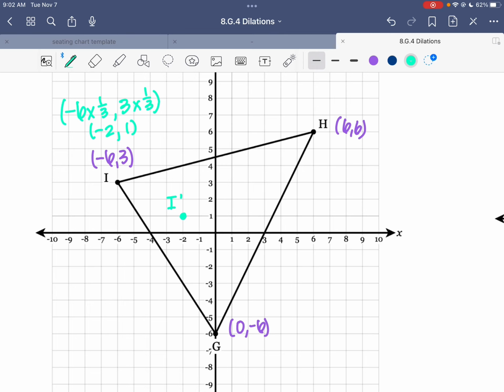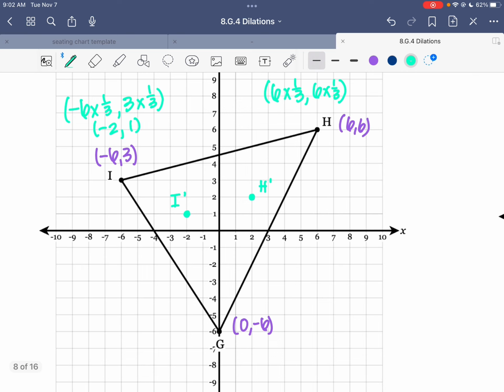Next we have H. So we're going to do 6 times 1/3 and 6 times 1/3. So H prime will be located at 2, 2. And then G, we'll say 0 times 1/3 and -6 times 1/3. So G prime will be located at 0, -2.